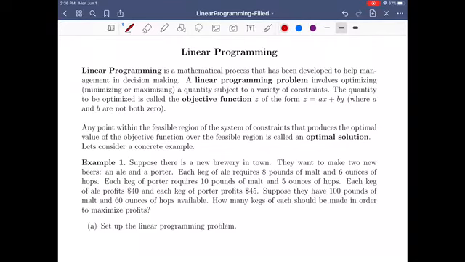In this video, we're going to talk about linear programming, which is basically what we've been doing in the last video, finding a feasible set for a bunch of inequalities, with one extra step added to it.